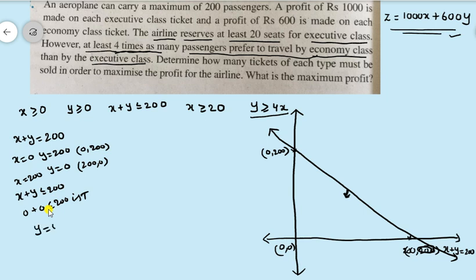But now we have to draw the line y is equal to 4x. How to draw the line y is equal to 4x? Y is equal to 4x is a straight line passing through the origin. Now can you tell me what about this point of intersection? Here if you put y is equal to 4x, you will get x is equals to 40. When x is equals to 40, you will get y is equal to 160. This point is 40 comma 160.